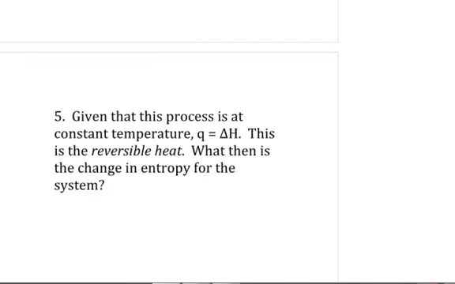Given that this process is at constant temperature, that means that Q equals delta H for this particular system. And we just calculated that delta H equals Q, which equals 12,040 joules. This is the reversible heat because it's done reversibly, but that's okay. Everything we've looked at so far has been reversible heat flow. Don't worry about that. What then is the change in entropy for the system?